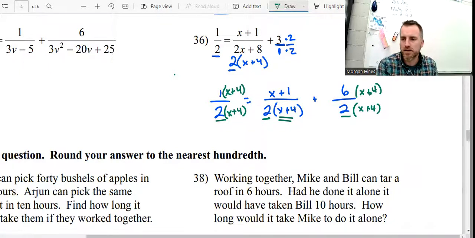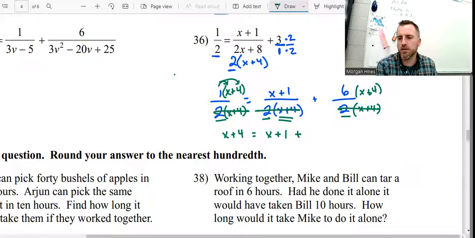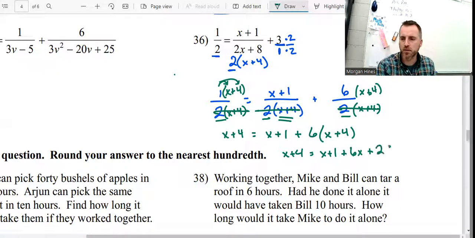So now I recognize that my denominators are all the same, so I'm going to cross them out and multiply out all my numerators. x plus 4 equals x plus 1 plus 6 times x plus 4. So x plus 4 equals x plus 1 plus 6x plus 24. That's a 25, obviously. So this is 7x plus 25 equals x plus 4.